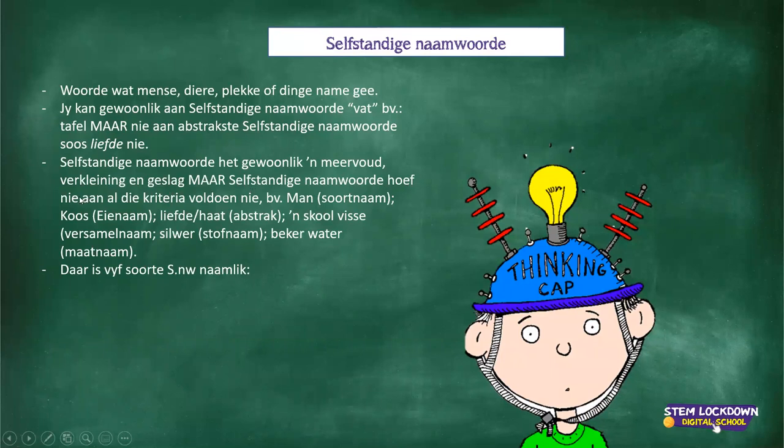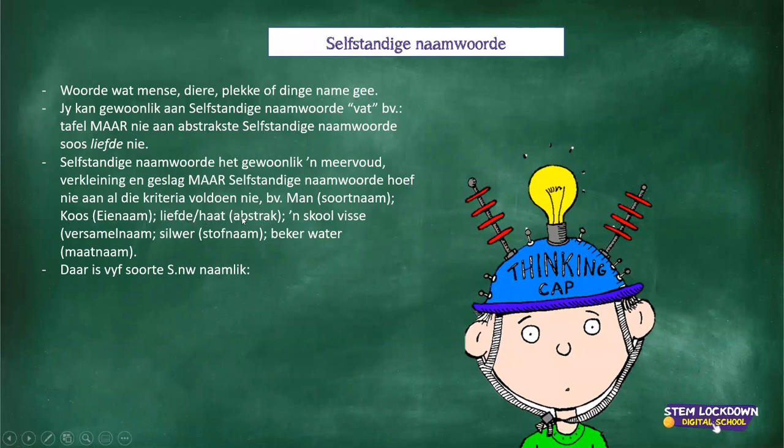But selfstandige naamwoorde hoef nie aan al die kriteria te voldoen nie. In other words, if you see a selfstandige naamwoord, it's not supposed to be able to have a meervoud, verkleining en 'n geslag, but it may have some of those aspects. And an example here is a man. Man is a soort naam, nee? It's a man, it's type of things. Koos is a eie naam, it's a proper noun.